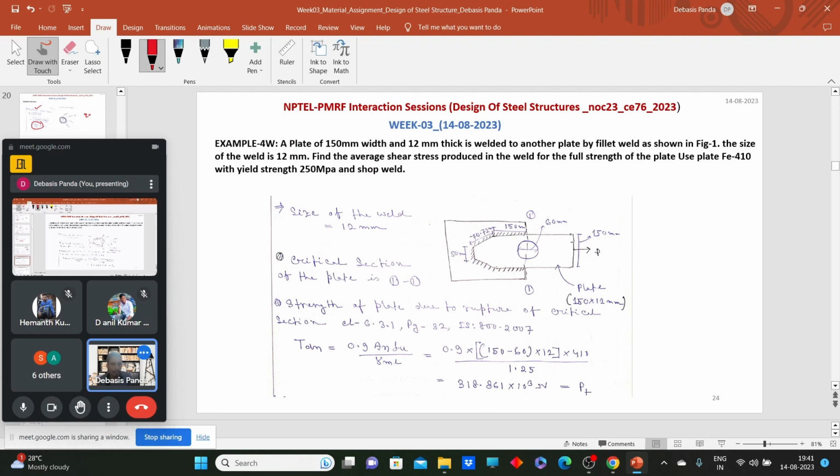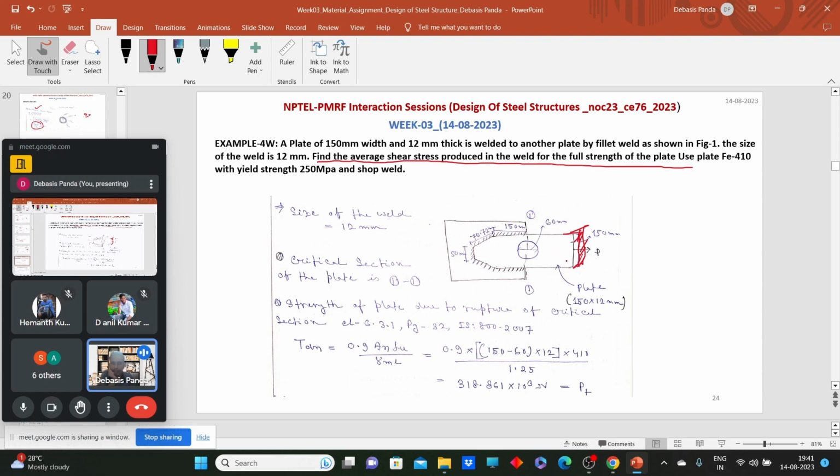So 150 mm width, this plate is 150 mm width, and the thickness T is 12 mm. It is welded to another plate by fillet weld. So in the figure here, the welding is done like this. Now what they say: find out the average shear stress produced in the weld for the full strength of the plate.